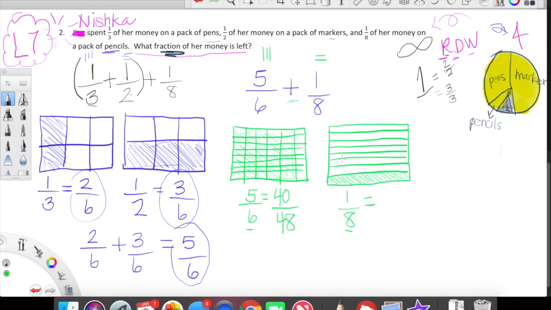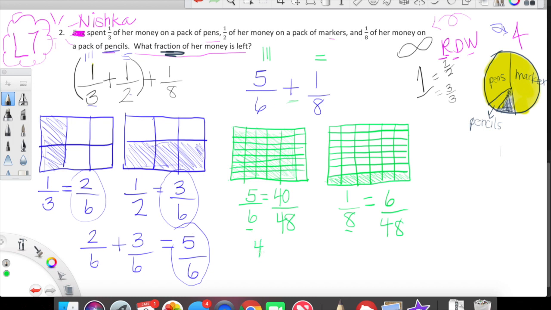1/8. In order to find a common denominator, what I'm going to do is lay 6 columns on top of my 8 rows. 3, 4, 5, 6. Thus revealing that 1/8 is also equal to 6 shaded boxes now out of 48 total. I know there's 48 total boxes here because it's an array that is 6 wide and 8 high.